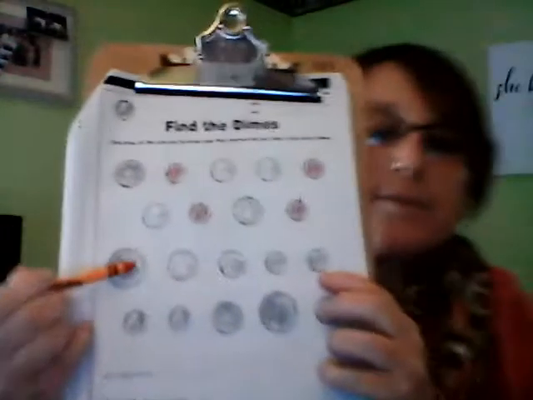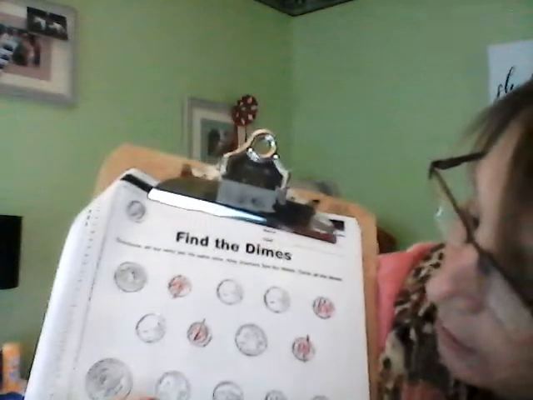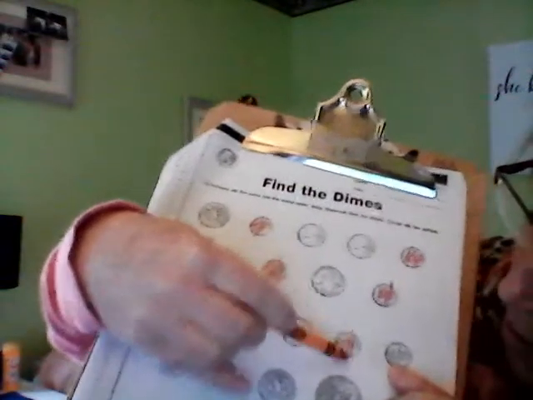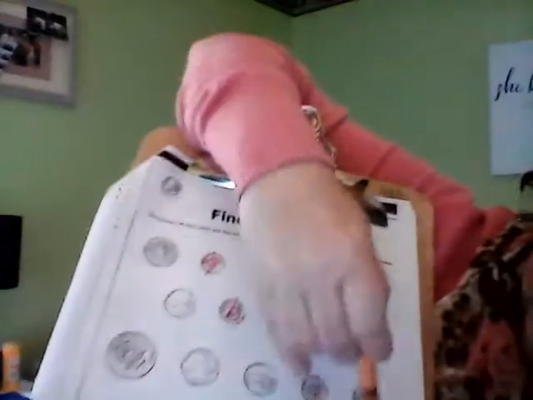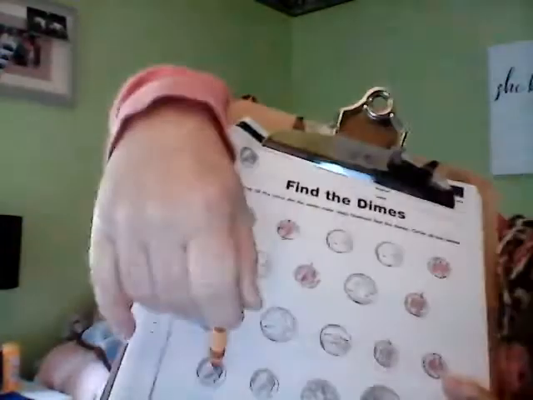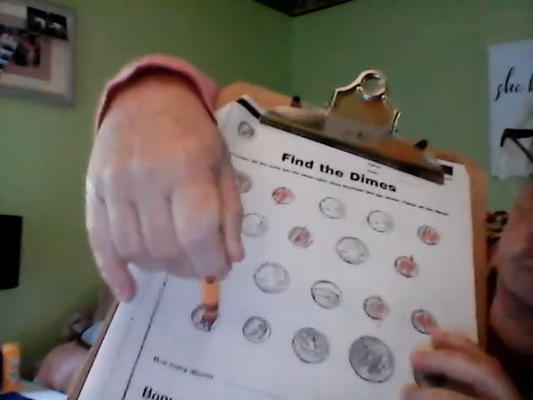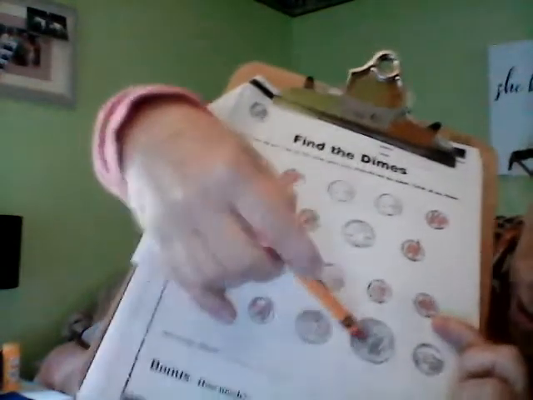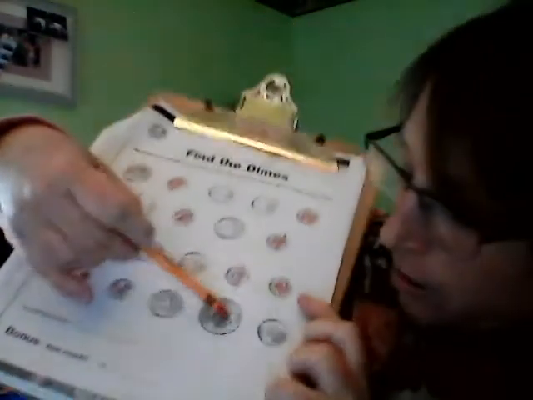What is this? That's a half a dollar. That's a quarter. That's a nickel. Do you see the dime? And that's a dime. There's a dime. There's a dime. That's a quarter. That's a half a dollar. And that's a nickel.